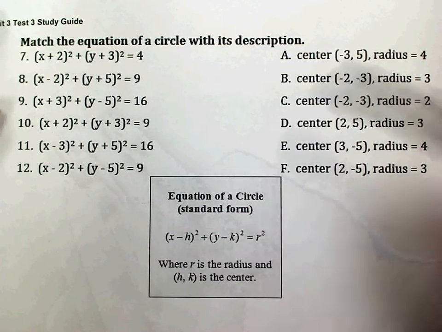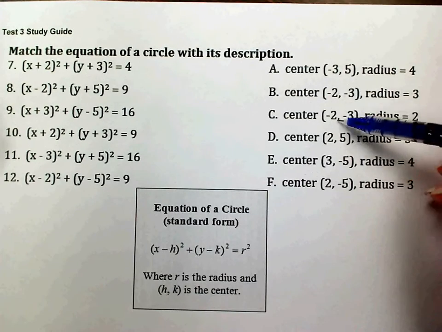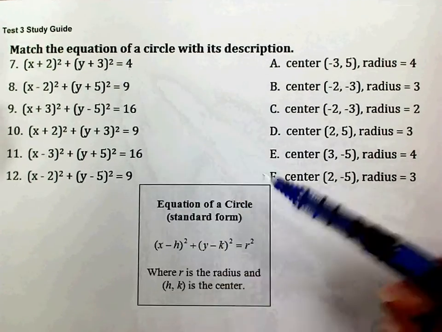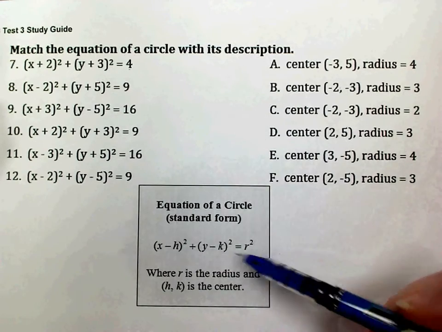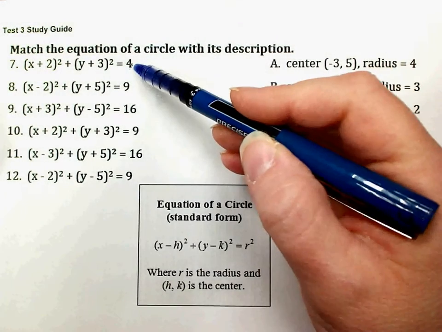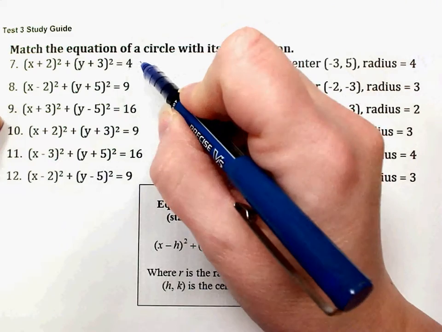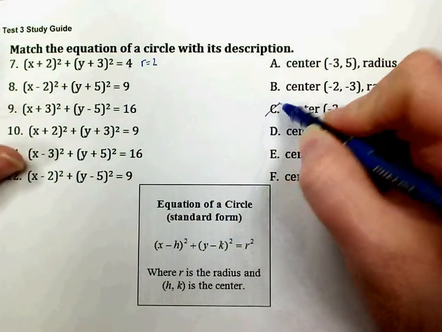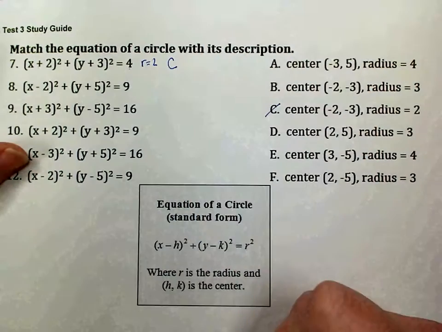So we're looking for a center of -2 and -3, which both B and C have. But when we look here, remember this is the radius squared. So to find the radius, you take the square root of that number. So the square root of 4 gives us a radius of 2. So that tells us that C is the correct answer for 7.